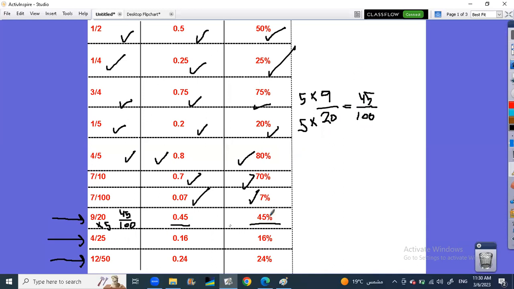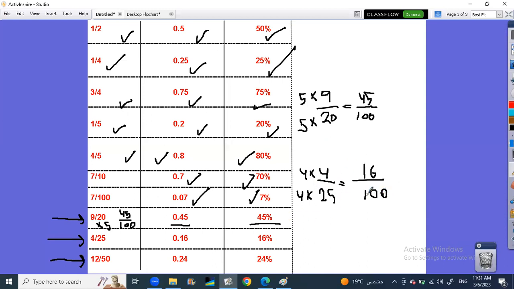The same thing exactly with 4 over 25. But the 25, we do not multiply it by 5 like the 20. No, we multiply the 25 by 4. So multiplying also here the 4 by 4 is going to give us 16 over 100. So if I have a fraction over 20 or a fraction over 25 or even a fraction over 50, I make them all over 100.